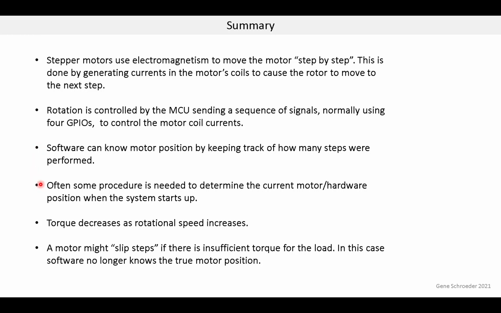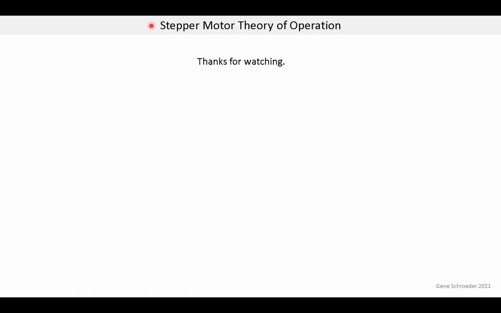Often, some procedure is needed to determine the current motor or hardware position when the system starts up. Torque decreases as rotational speed increases. And finally, a motor might slip steps if there is insufficient torque for the load. In this case, the software no longer knows the true motor position. Well, that's it for the video lesson on stepper motor theory of operation.